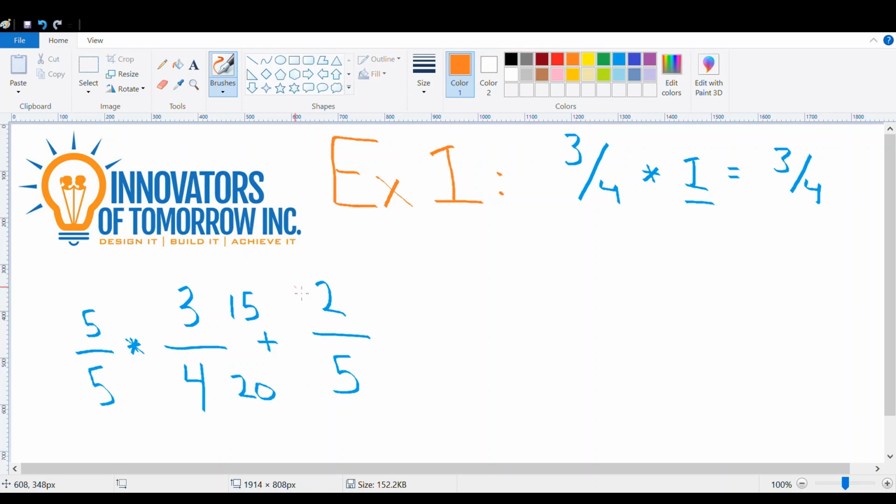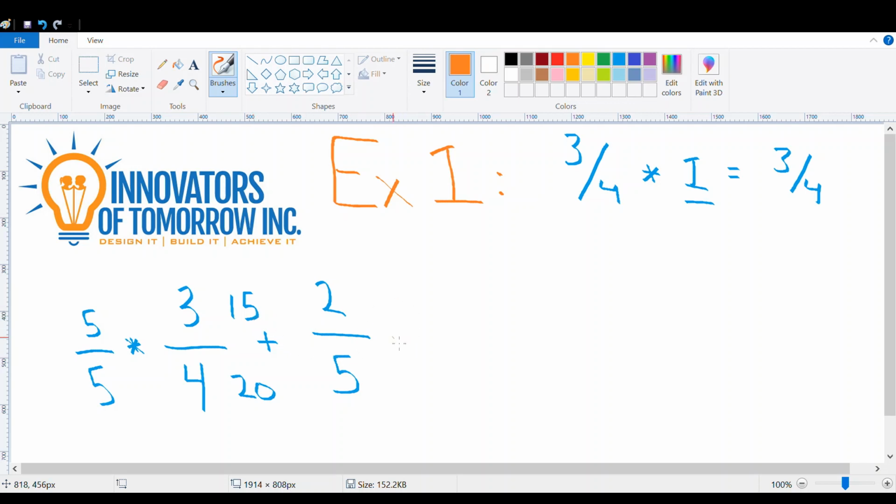Now, why did we choose 5 over 5 to multiply 3 over 4 with? The reason is because we want to find a common denominator. This can only be done by finding a common multiple between 4 and 5, our current denominators. The easiest way to find a common multiple between two numbers is to multiply them together. In this case, 4 times 5 equals 20. 20 is a multiple of 4 and 5.